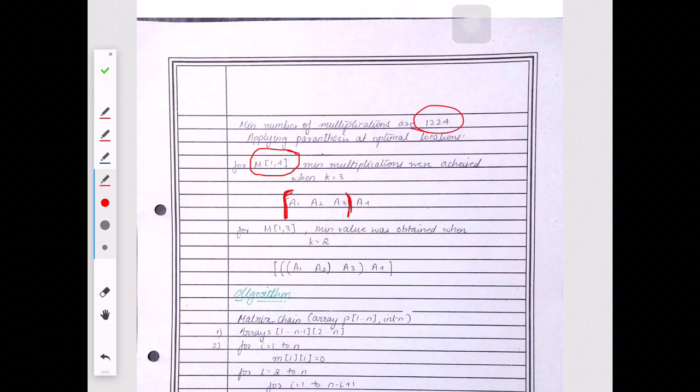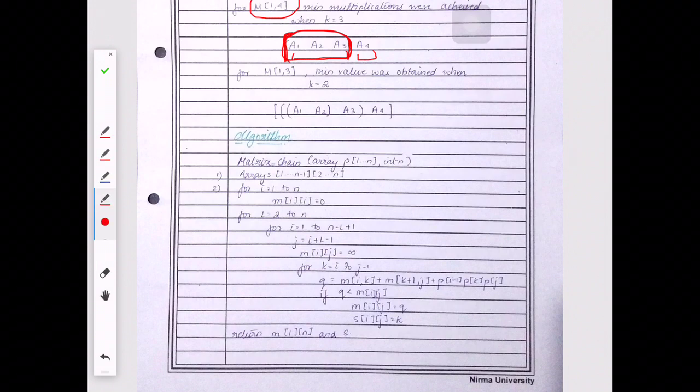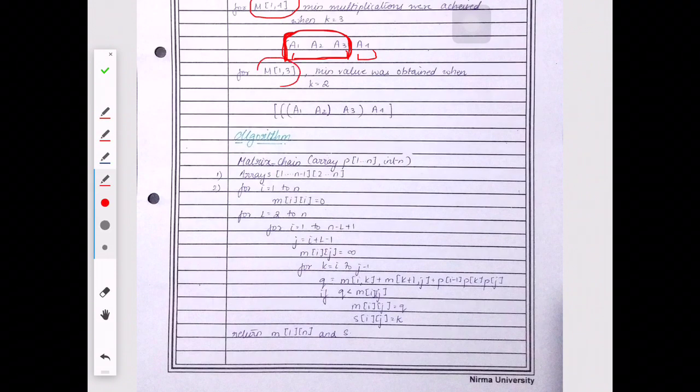So we have to multiply a1 to a3 first, and then that would be multiplied with a4. Now again, this a1 to a3 is a problem in itself. So we would again try to get the value of k for which we had the minimum value. And if you look back for M1,3, the minimum value was obtained when k was 2. So that implies that we have to put a parenthesis between a2 and a3. So the multiplication would be as follows.